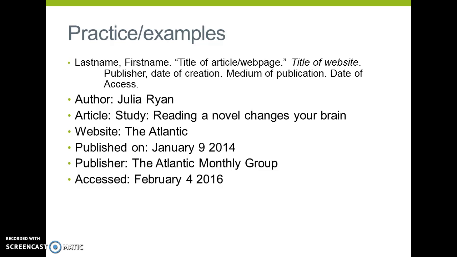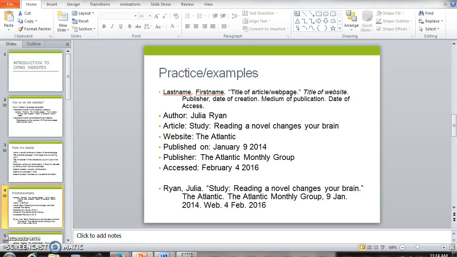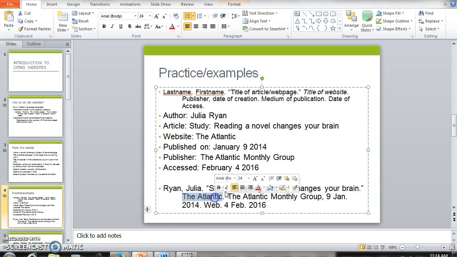The title of the website. That article was found on the website The Atlantic. So I put The Atlantic and I italicize it, period. My publisher was the Atlantic Monthly Group, comma, it was published on January 9, 2014. So I write 9 January 2014. My medium of publication is web. And then the date of access is, so this is what that would look like. Oops, I didn't put the title of my website in italics. There we go.